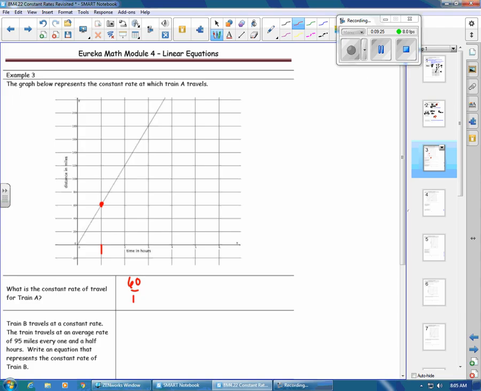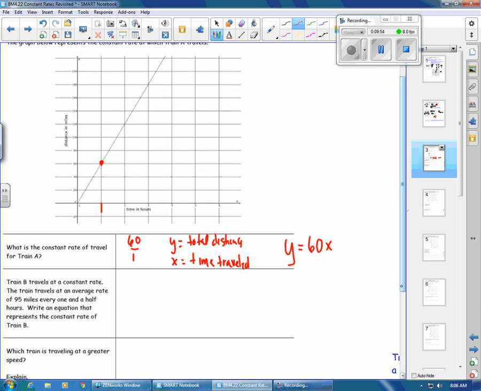If I'm writing this in an equation in two variables, I would say y is going to be my total distance. So y is total distance. x is amount of time traveled. So total distance is equal to the constant rate, 60, times the number of hours traveled. Okay, train B travels at a constant rate, travels at an average rate of 95 every 1.5 hours. So 95 over 1.5.